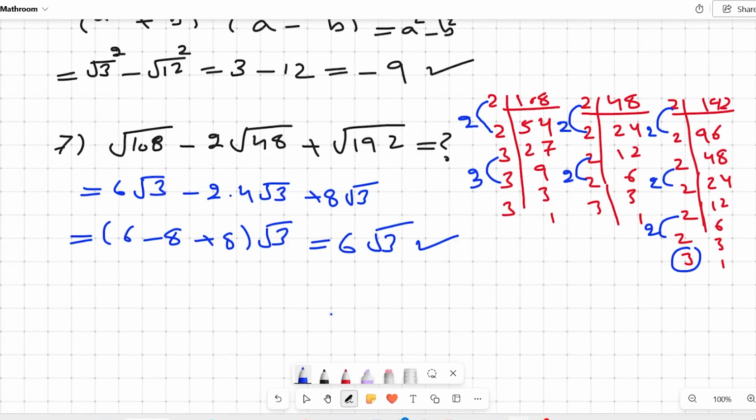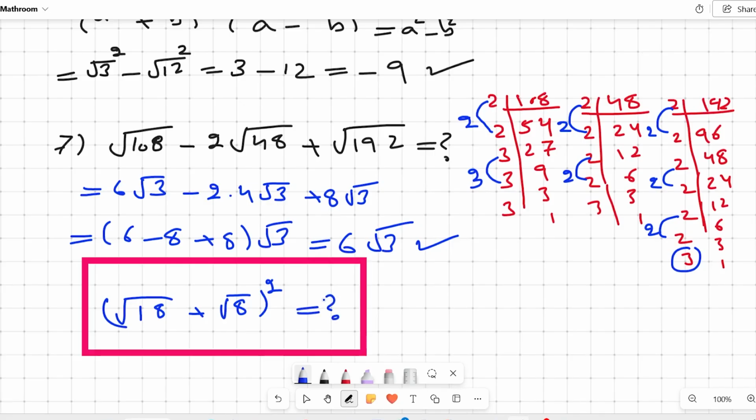So thank you so much. I'll give you challenging questions. You are going to solve that and comment the answer for me. Square root of 18 plus square root of 8 whole squared. What can be the answer? Comment please. Thank you.